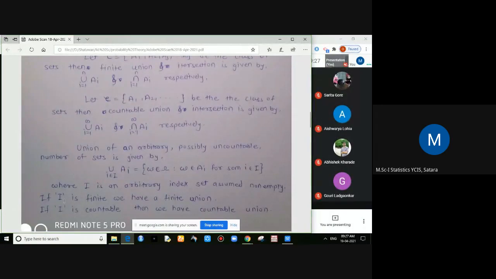Where, sorry, if I is finite, we have a finite union, and if I is countable, then we have a countable union. That means arbitrary: the word arbitrary includes both meanings, finite union and countable union also.